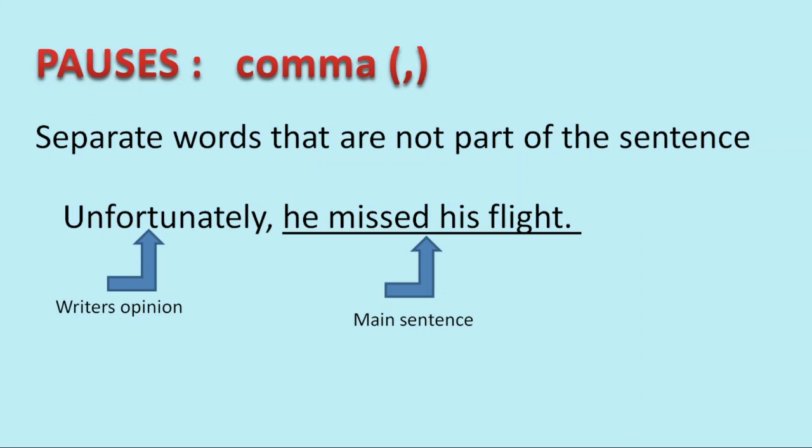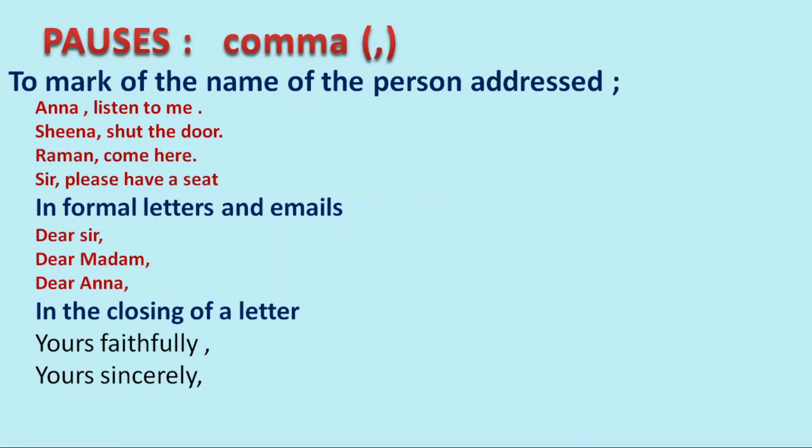Separate words that are not part of the sentence. Unfortunately, he missed his flight. So here, the word unfortunately is an extra, as it just expresses the writer's opinion about the sentence. This type of word is called a sentence adverb. Words like hopefully, frankly, sadly, etc. are some more examples.